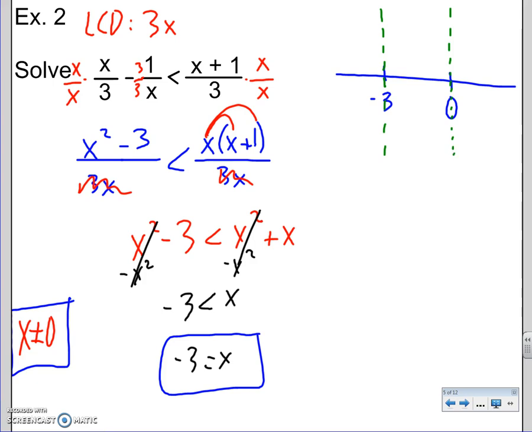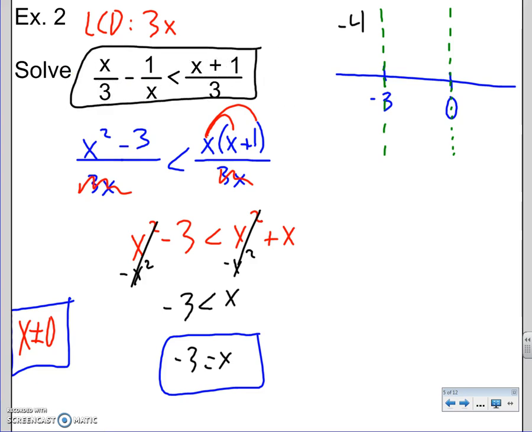I got to try something to the left of negative 3. For example, I can plug in the point, let's try negative 4. If I plug in negative 4, it's the original problem. So let me erase this part and plug it into this. I would get negative 4 over 3 plus 1 over 4 is less than, well, negative 4 plus 1 is negative 3 over 3. That gives me negative 1.08 is smaller than negative 1. Well, that is true, so that's good.